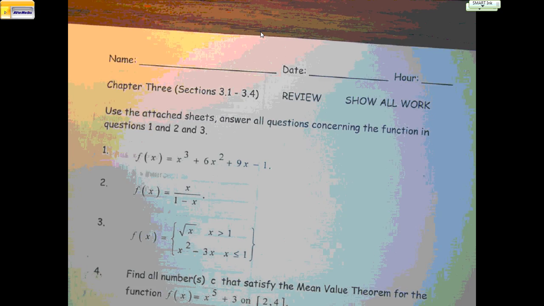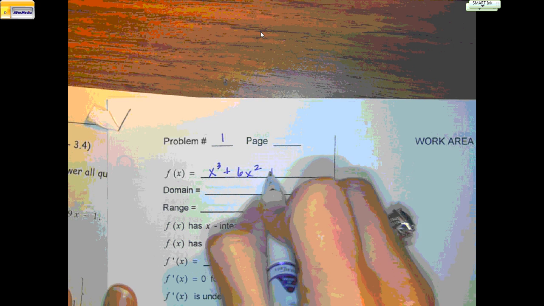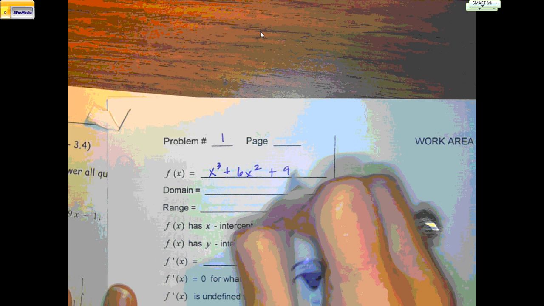So let's rewrite this problem on the first little page here. So problem number 1 is x cubed plus 6x squared plus 9x minus 1. So domain, is there anything x cannot be? Nah, we're good. So we have negative infinity to positive infinity.